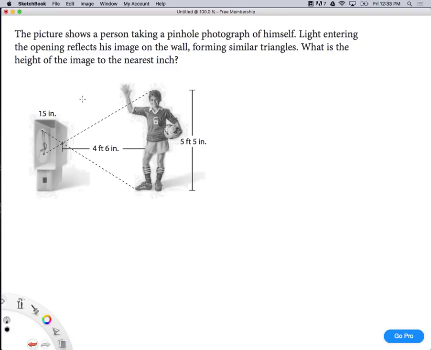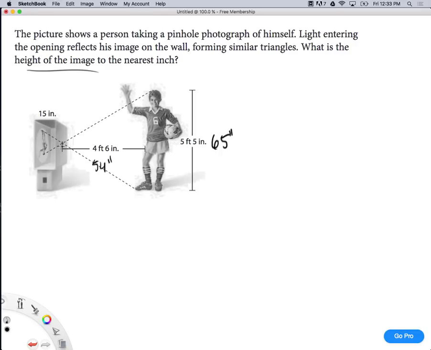So let's take a look at this. What is the height of the image to the nearest tenth? Okay. Well, we know this is 14, and this is 4 feet 6 inches, which is 4 feet is 48 inches. What's the problem here? It's different units, right? So I got to get it all in the same units, otherwise it's going to be messy. So 4 feet is 48 inches plus 6 is 54 inches. 5 feet is 60 inches plus 5 is 65 inches.